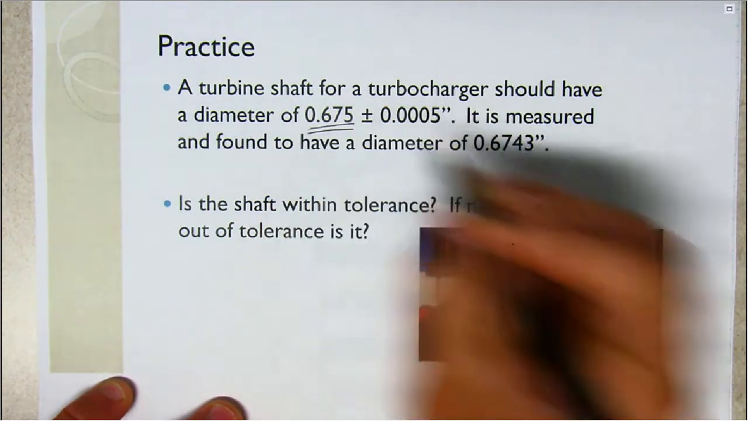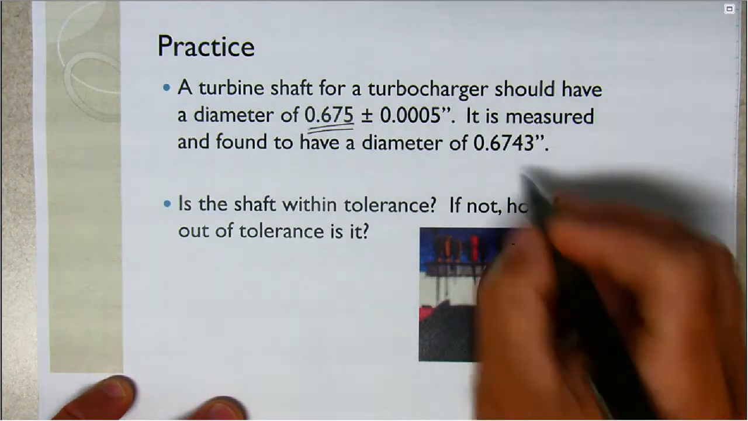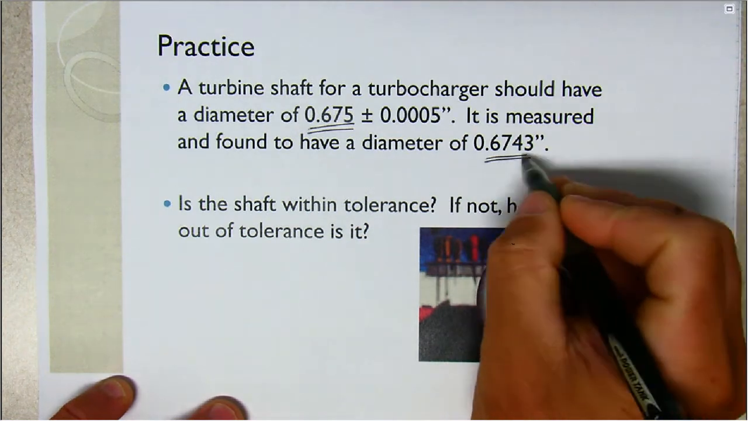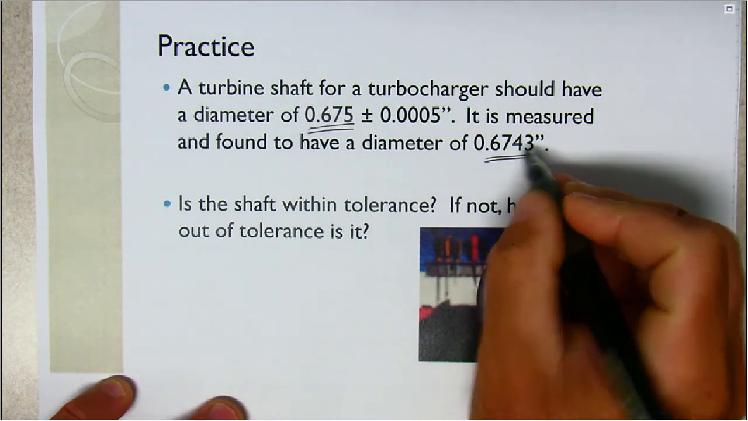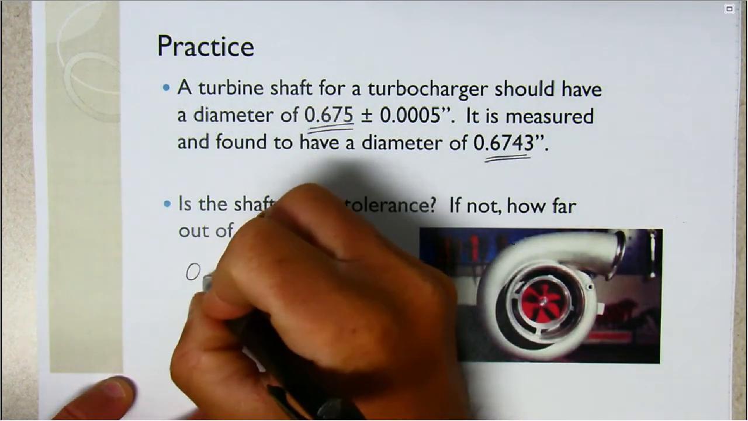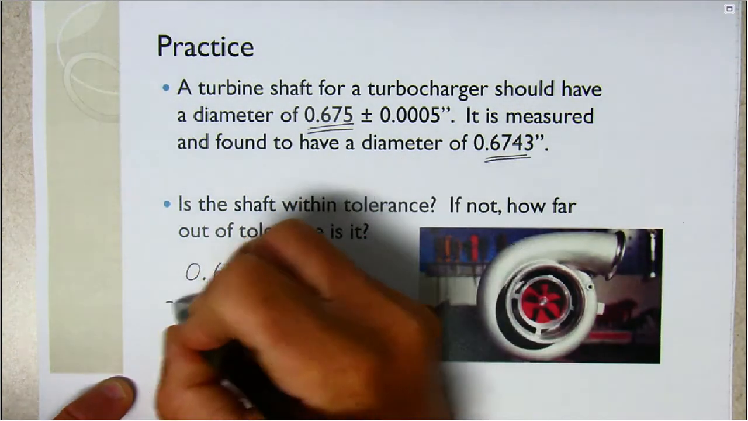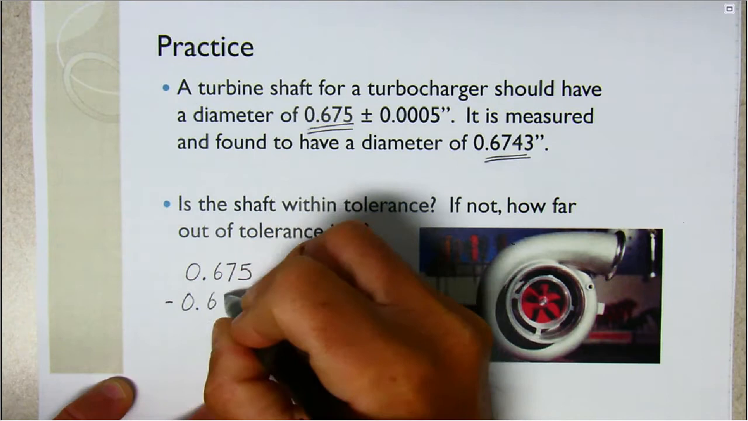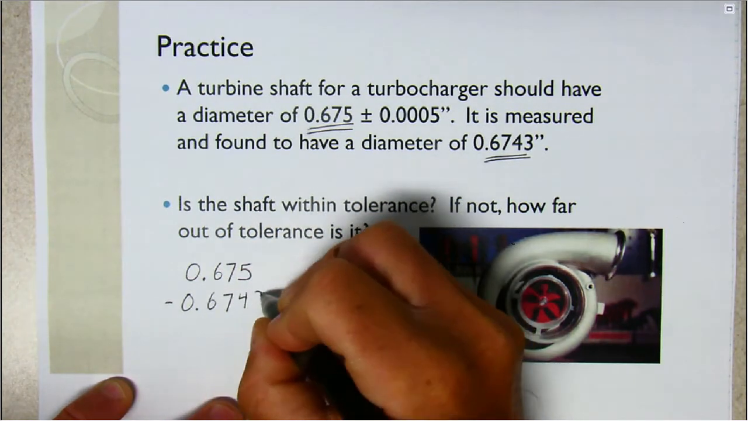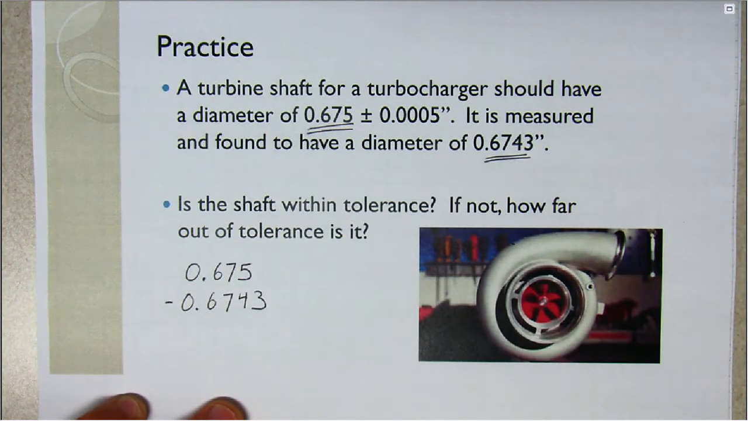The shaft should be 0.675. We're measuring ours to be 0.6743. Ours is a little bit smaller. That's going to mean that we should take 0.675 and we'll subtract 0.6743 since our measured value is smaller.